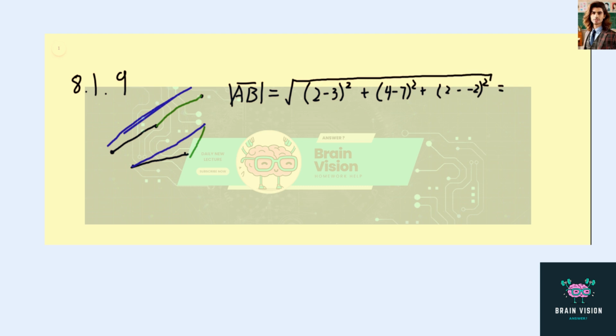So that's going to, well, let's do this down here. That's going to be negative 1 squared is 1. Negative 3 squared is 9. And 2 plus 2 is 4 squared is 16. So the distance from A to B is root 26. Right? So let's do the same thing for B to C.